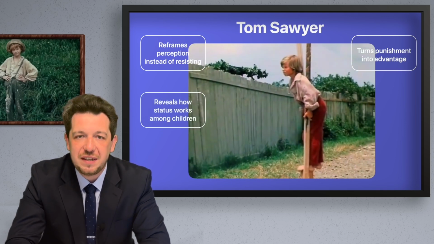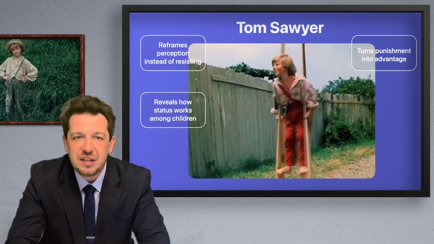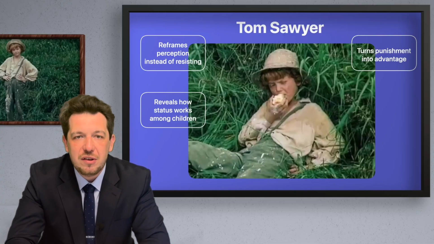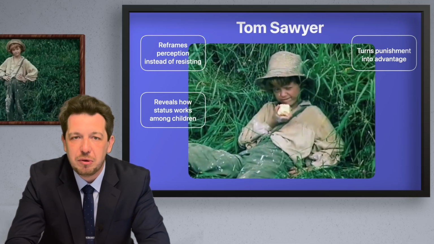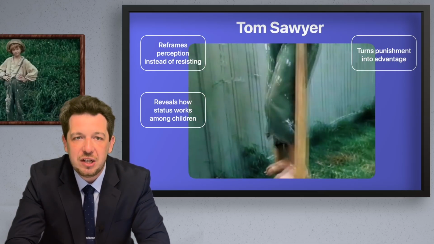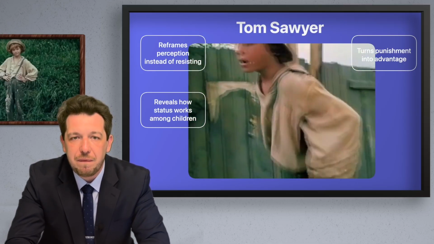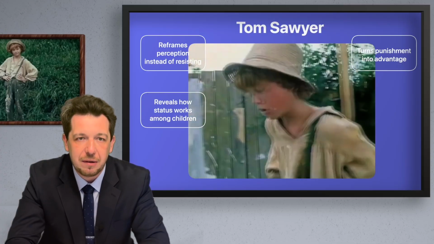Cheating that exposes the system. Tom's plan exposes that desire increases when access is restricted. Social value is constructed, not inherent. Work becomes desirable if framed as exclusive. He reveals how status operates in childhood society. The fence doesn't change, perception does, and that changes everything.